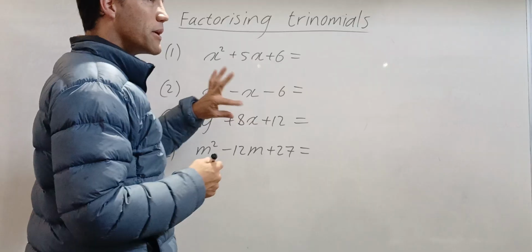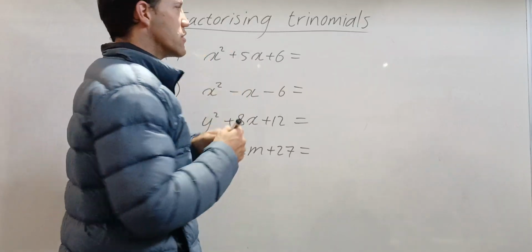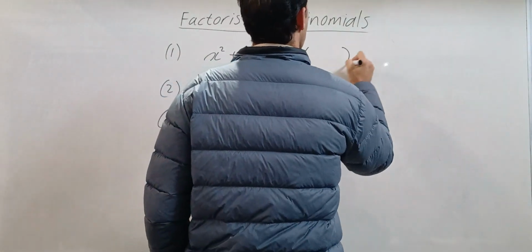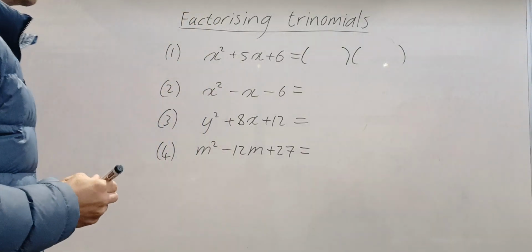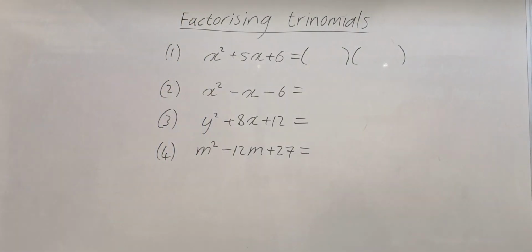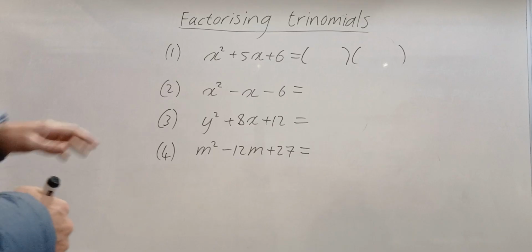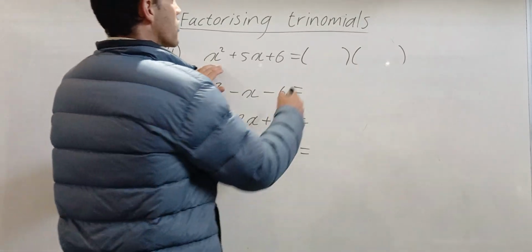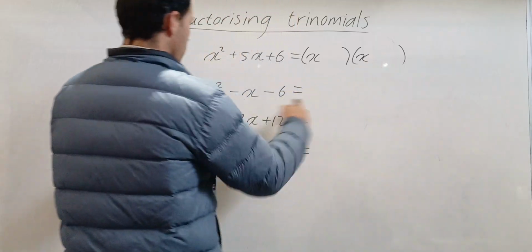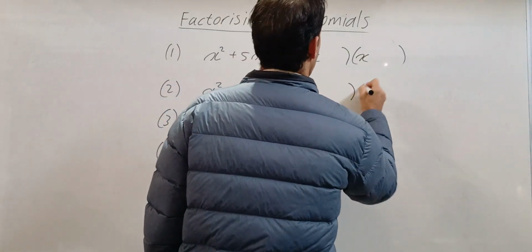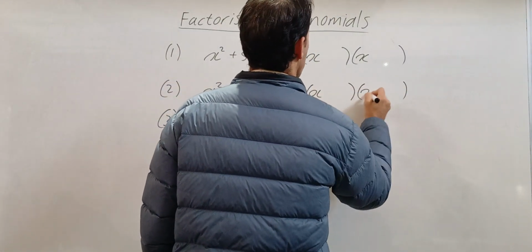So it's a little bit like the difference of two squares. You're still going to have two brackets. Still going to have two brackets. But now you got to try to figure out, if you look at the two brackets, how can I get to x squared? That's easy. X times x. For all of them, we can put in the first step. We can say we start with x times x.